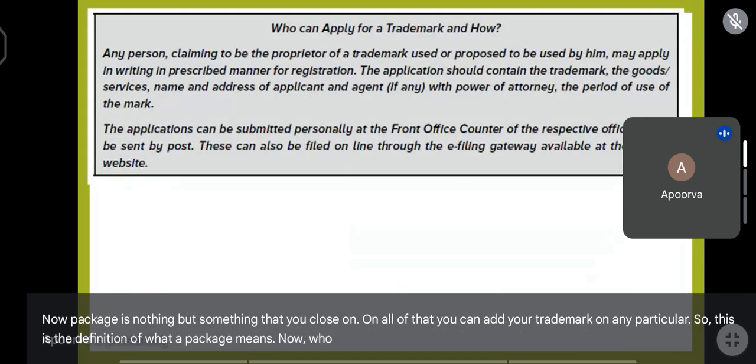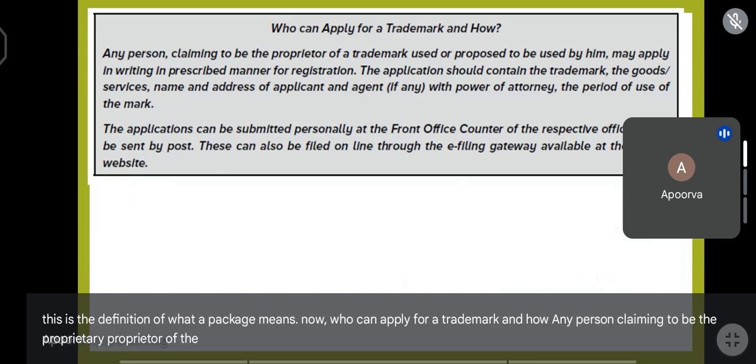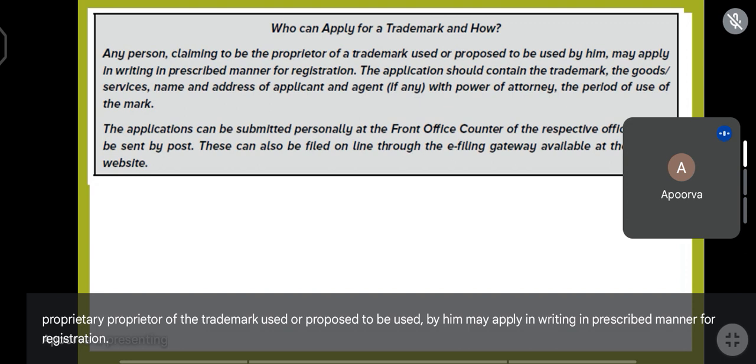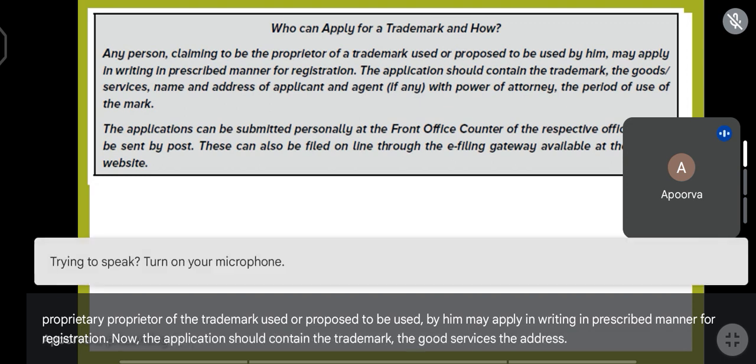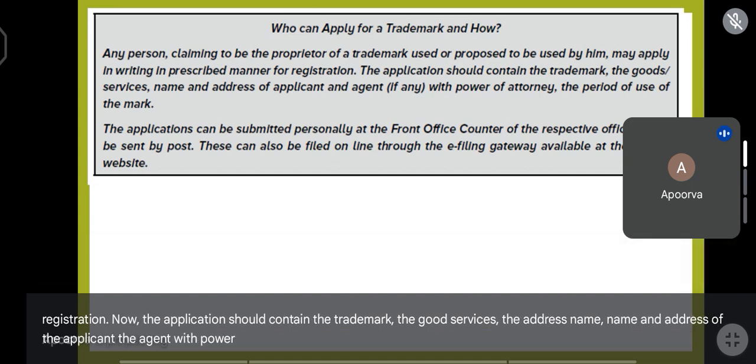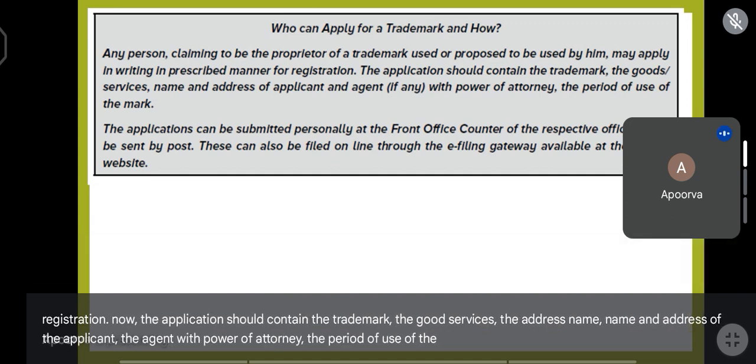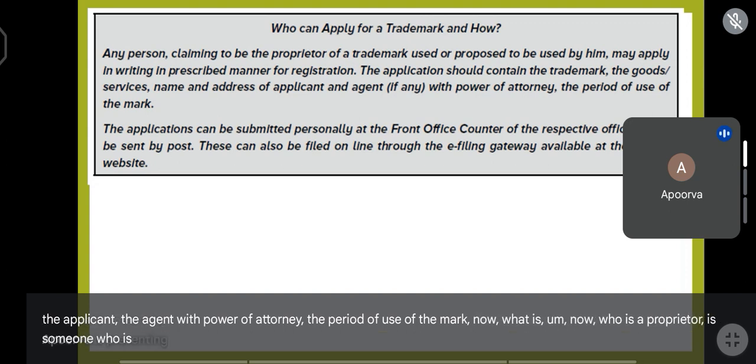Now, who can apply for a trademark and how? Any person claiming to be the proprietor of the trademark used or proposed to be used by him may apply in writing in the prescribed manner for registration. Now, the application should contain the trademark, the goods, services, the name and address of the applicant, the agent with power of attorney, and the period of use of the mark. Now, who is a proprietor? Someone who is an owner of a company.